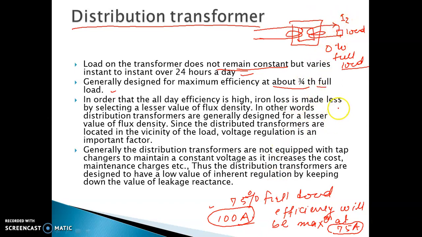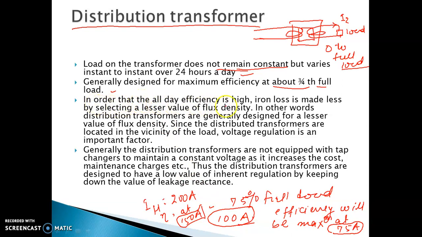If the full load current IFL is, suppose, 200 ampere, then as per our design parameter, the efficiency will be maximum at 75% of full load current. 75% means how much? 150 ampere. So its efficiency will be maximum at 150 ampere. It is designed like that.